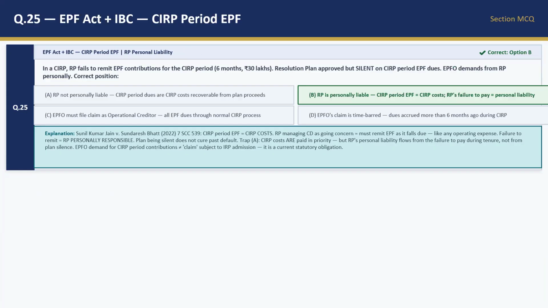Regarding EPF, RP is personally liable if you fail to pay the contribution. In a CIRP, RP fails to remit EPF contributions for the CIRP period. ठीक है, 6 months, 30 lakhs. A resolution plan was approved, but silent on CIRP period EPF dues. EPFO demands from RP personally. Correct position is RP is personally liable.